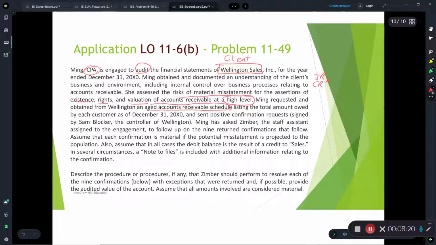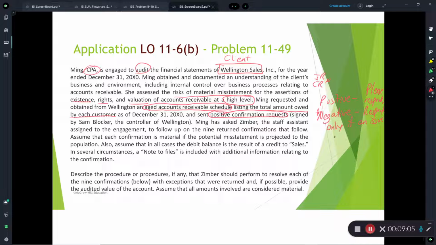Again, that's what you all did or will do in the SUA. It basically lists each customer balance as at the end of the year. And then they sent positive confirmation requests. Positive just means please respond, period. It doesn't matter what's going on. Negative confirmations basically say respond only if there's an issue. And these are going to provide less assurance because you're basically saying, don't respond if it's fine.